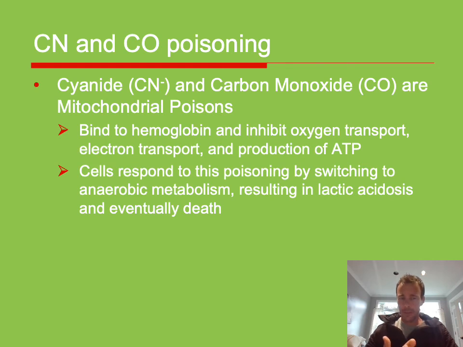I've talked about inhibitors of some of these complexes. Two global inhibitors are cyanide and carbon monoxide. They're actually mitochondrial poisons. They do this by binding to hemoglobin and inhibiting oxygen transport, electron transport, and ultimately the production of ATP. So what happens is cells can respond to this poisoning by switching to anaerobic metabolism, but this results in lactic acidosis and can ultimately lead to death.